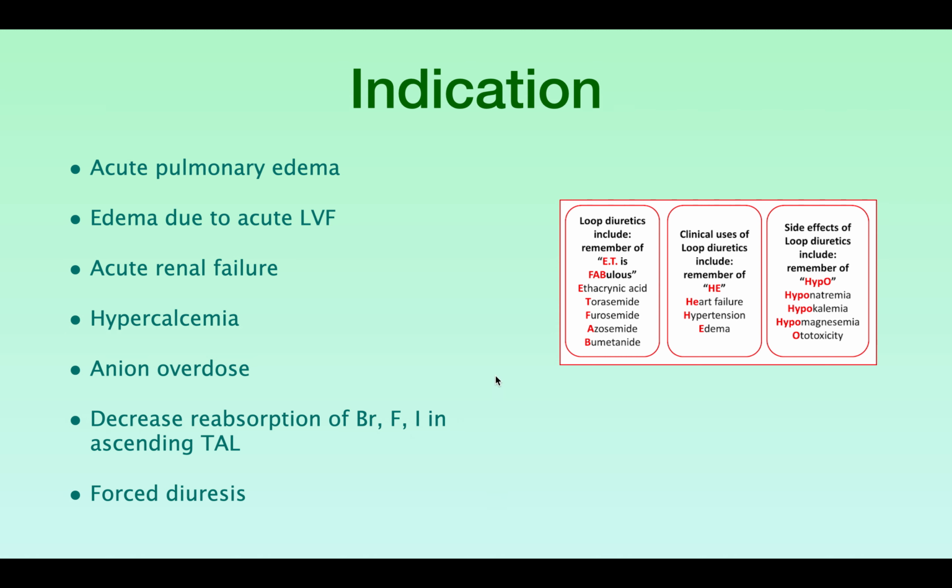Okay, so like I said, you want to treat the left ventricular failure and the backing up to the lungs. It's also used to treat renal failure, hypercalcemia, and anion overdose. And a good mnemonic for loop diuretics is: ET is fabulous. So ethacrynic acid, torsemide, furosemide, ethacrynic, and bumetanide.